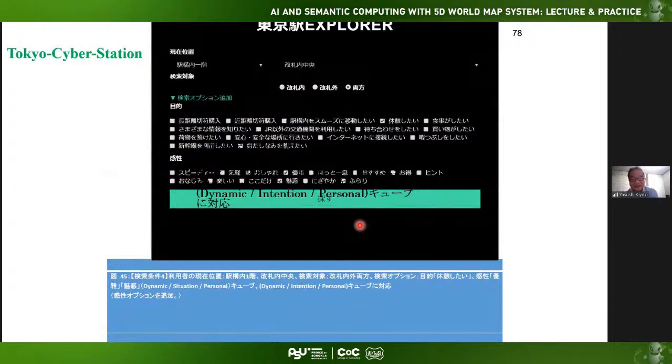And another approach, this is a project of the Tokyo Cyber Station. This is highly related to your project. How to make a PSU cyber campus, I think. So this is maybe good naming. So you have the real physical campus, but what's a good cyber campus? This is a question. So I proposed to JR people, JR headquarters.